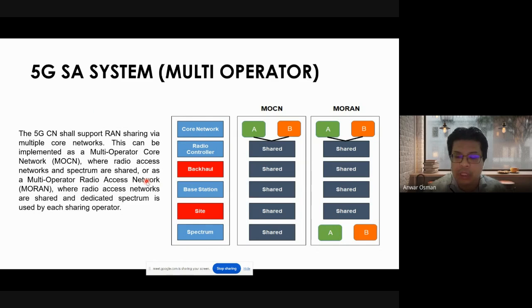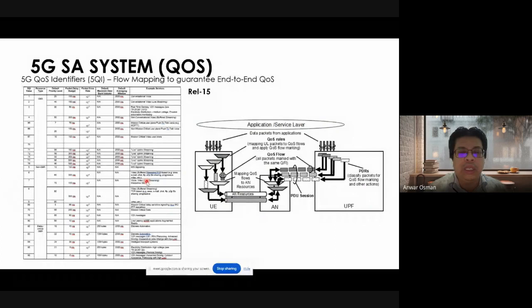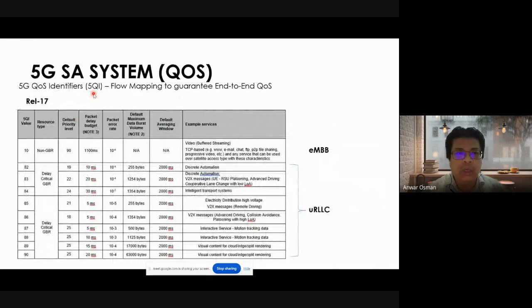And this is the specification for the quality of service. Again, I will not dwell too much on it; you can look into the document. This is for release 15. And this is for release 16, where you can see not much enhancement for eMBB, but a lot of enhancements on ultra low latency.